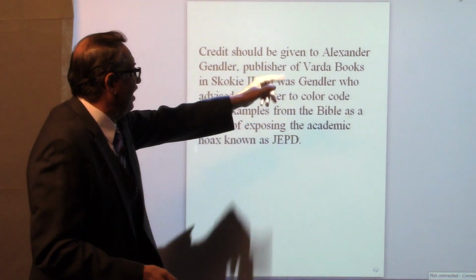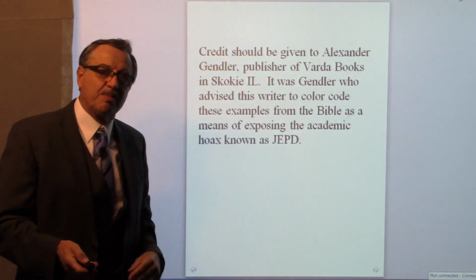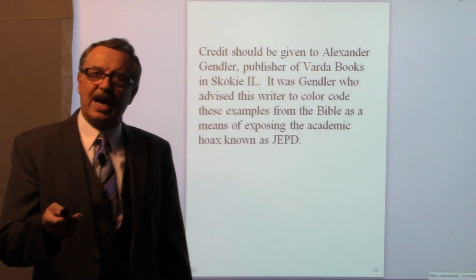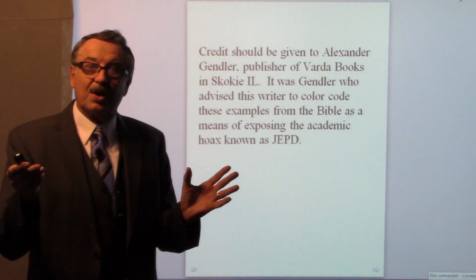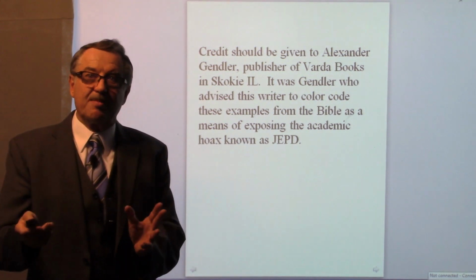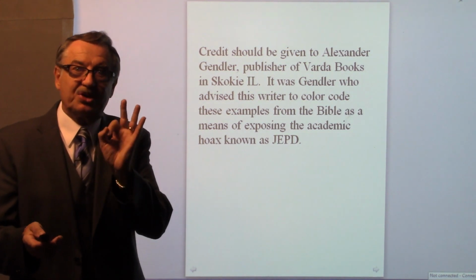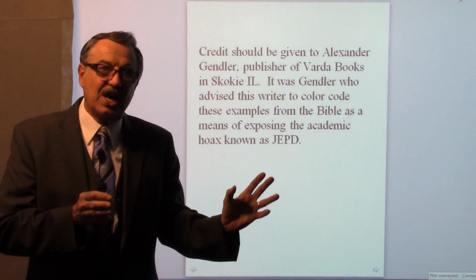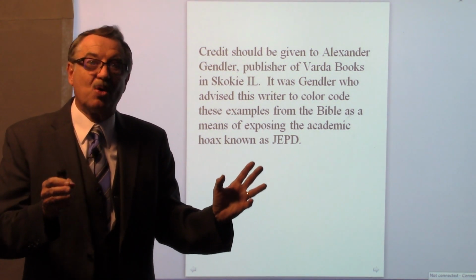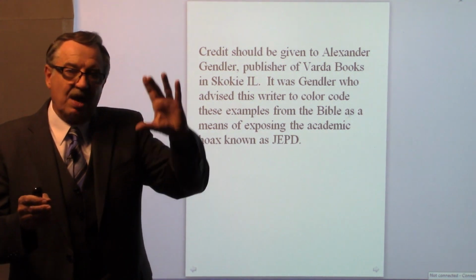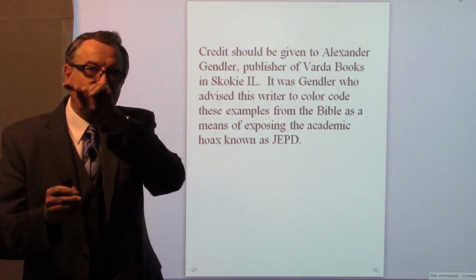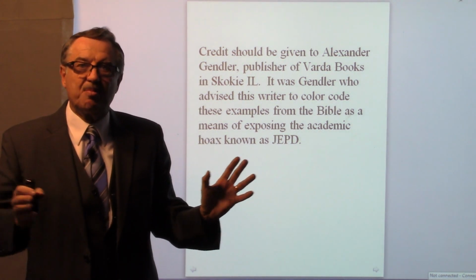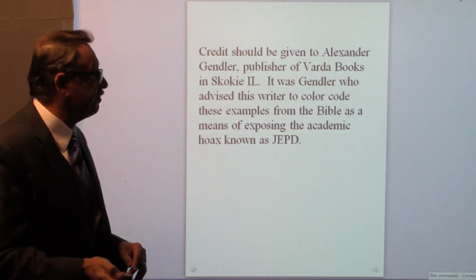Credit should also be given to Alexander Gendler, publisher of Varda Books in Skokie, Illinois, a Chicago suburb. It was Gendler who, when presented with the data, suggested that this writer compare the data with the documentary hypothesis. It was his idea. He said, why don't you compare the color coding according to Friedman and see how it matches up with the various supposed authors invented by scholars. If something is a solid color, that means they called it right. But if you see different colors in the same example of meter, multiple colors, that means the whole theory is completely debunked. And that's our goal here now.